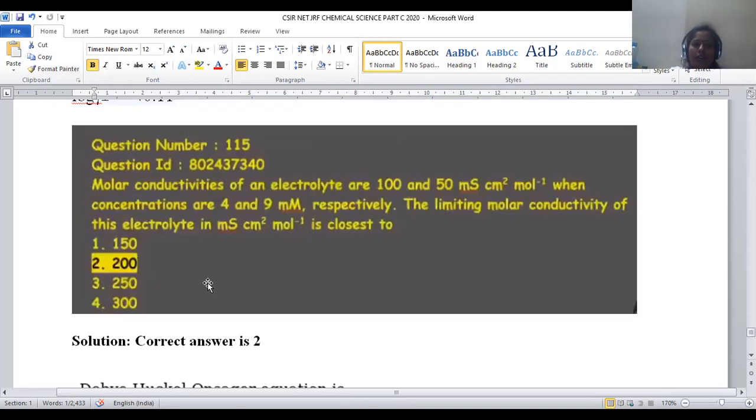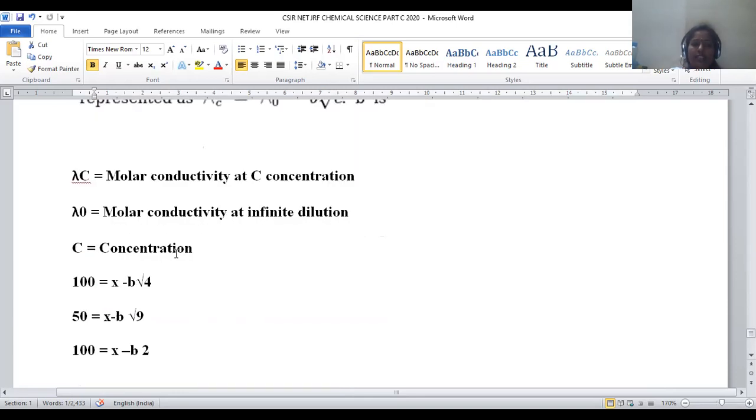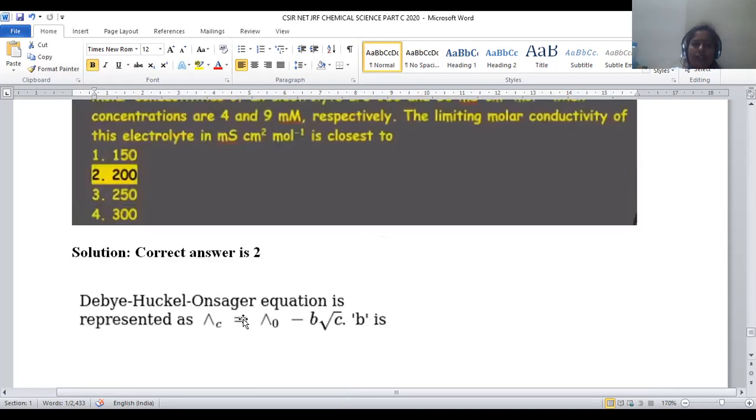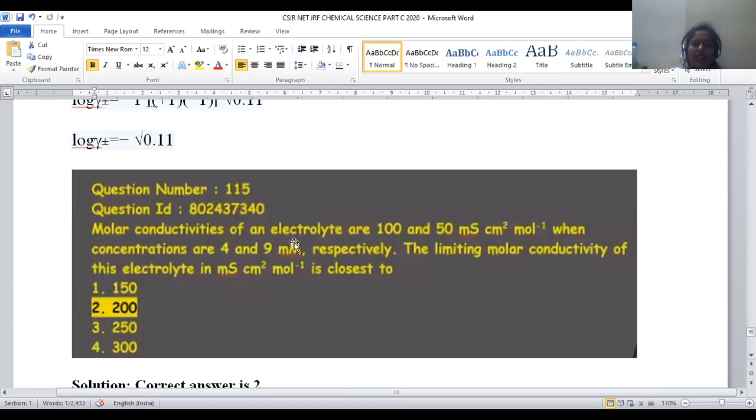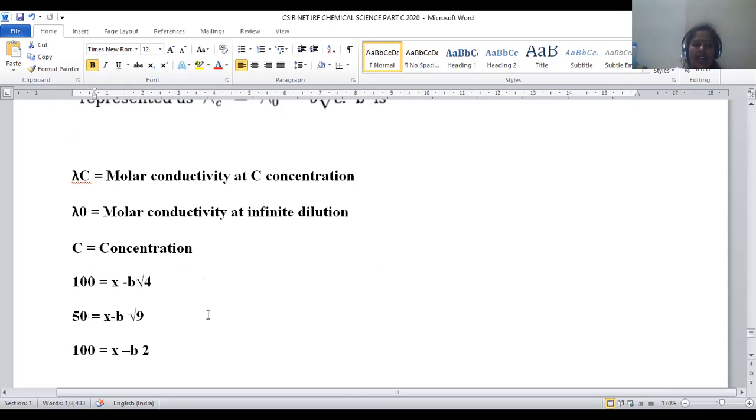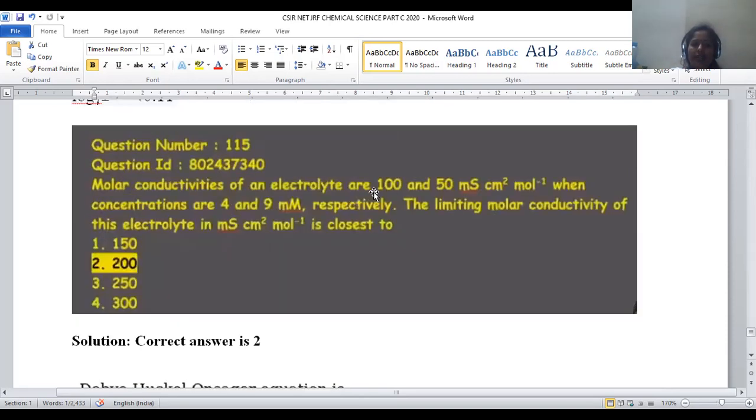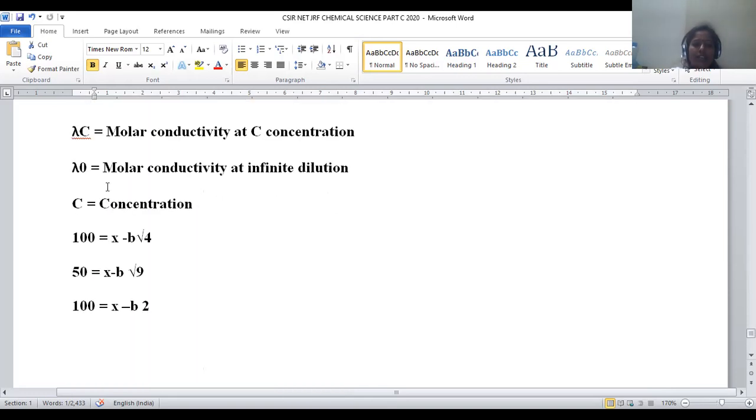So here, the limiting molar conductivity is to be calculated. C is the concentration, and b is a constant value, right? So what values are provided? Molar conductivities of the electrolytes are 100 and 50. That means molar conductivity at the first concentration is 100, at the second concentration is 50.